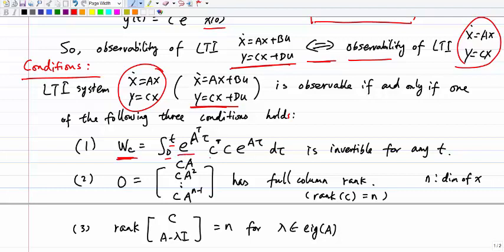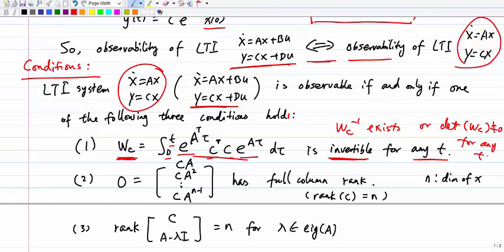So each of these is a matrix. It has nothing to do with B and D, only with A and C. If the integration of this matrix product from 0 to t is invertible for any time t, which means Wc inverse exists, or we can say the determinant of Wc is not equal to 0 for any t, that's equivalent. Then the original linear time invariant system is observable. This is the first condition.